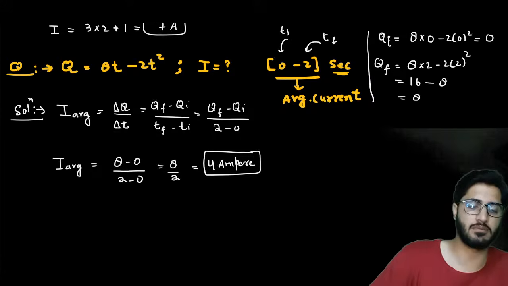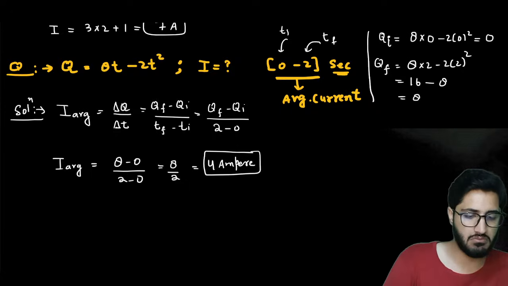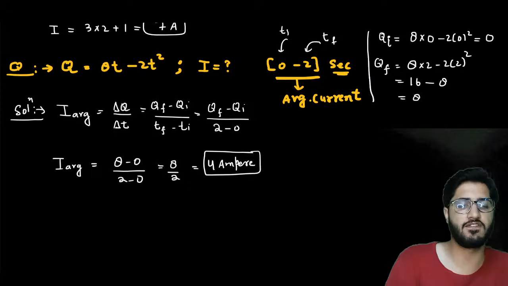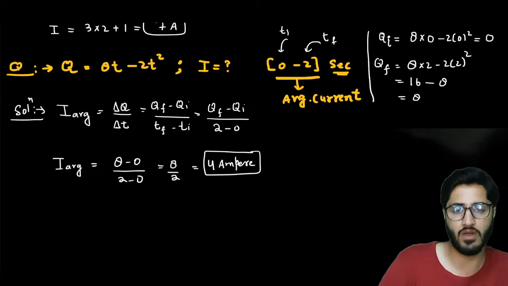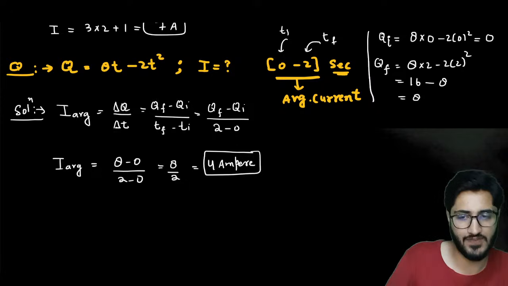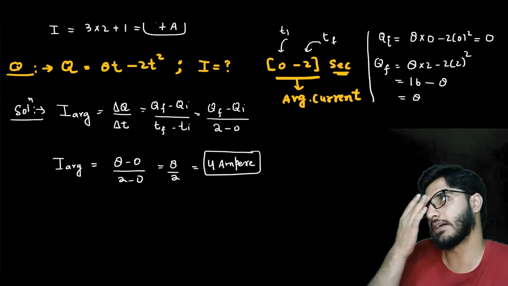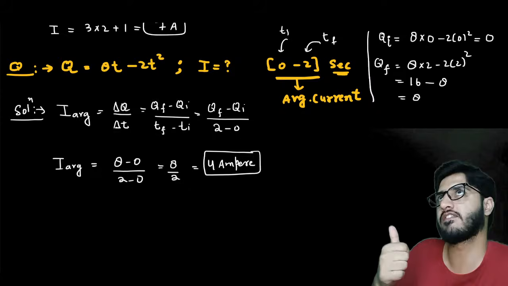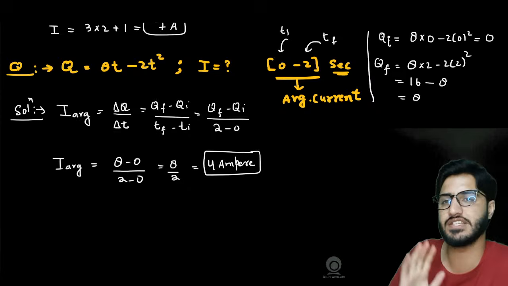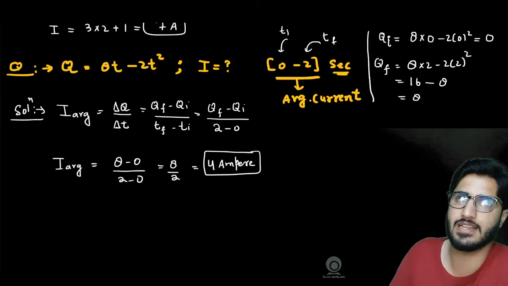So by this numerical, you come to know where you need to apply the average value and where you need to apply the instantaneous value. Done. So we concluded some examples in which we find the average current and instantaneous current. Let us do a numerical in which we will find the charge.